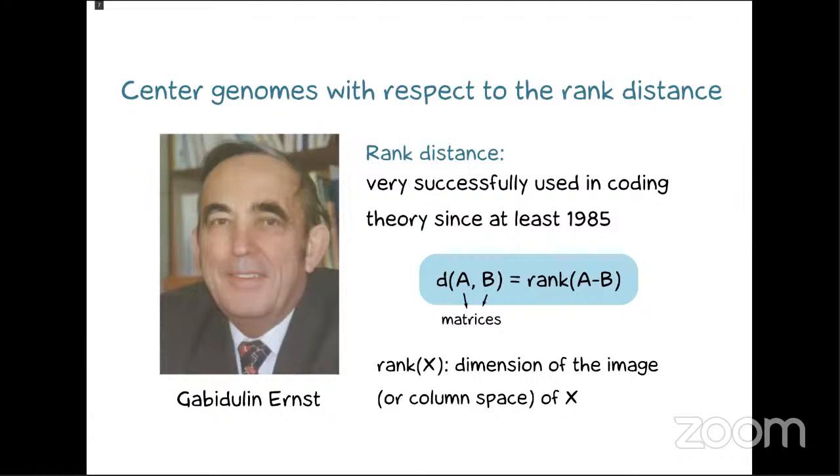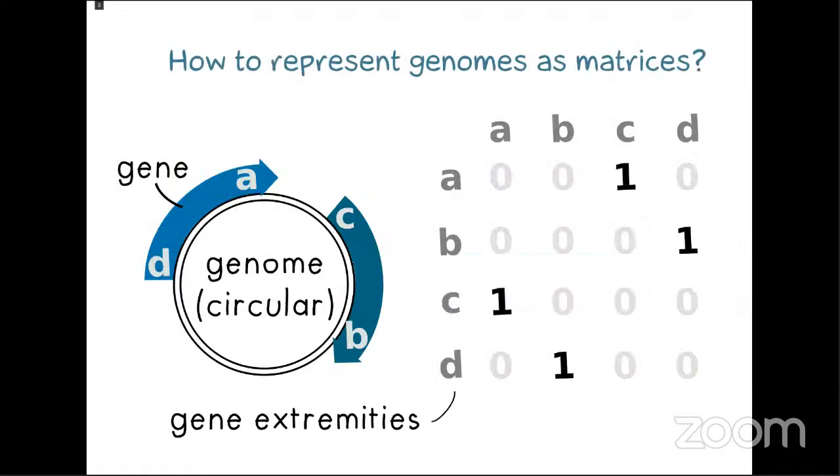All right, but which evolutionary distance are we using here? We are using the rank distance. The rank distance between 2 matrices is defined as just the rank of the difference of the matrices, okay? It has been very successfully used in coding theory for many decades now. But we also want to make a point that this rank distance is very useful for genomes. Yes, for genomes.